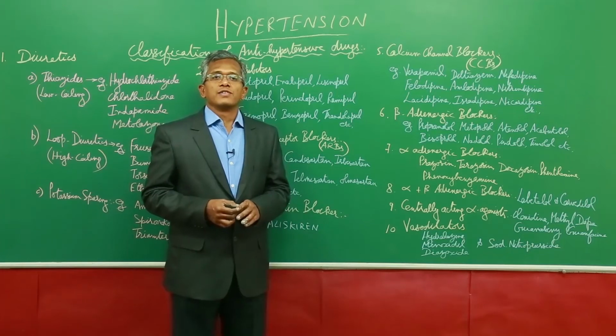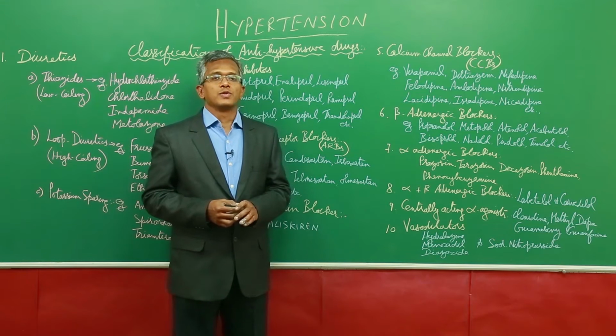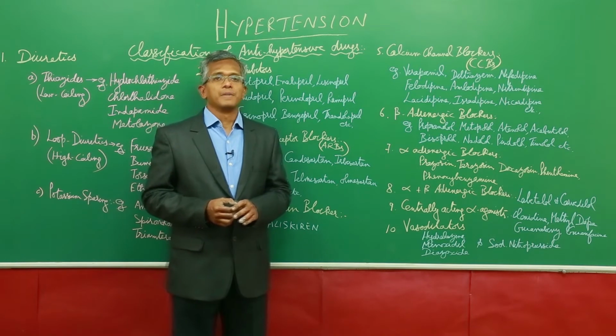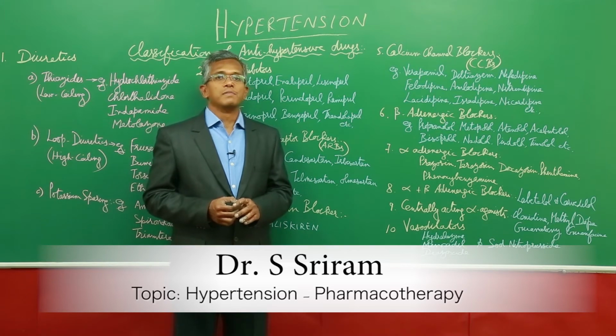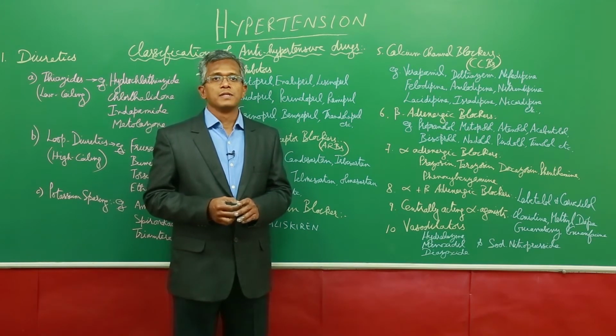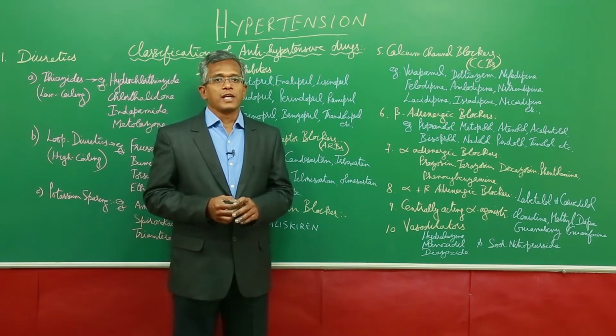Drugs used in the treatment or in the management of hypertension can be classified into 10 different categories: diuretics, ACE inhibitors, angiotensin receptor blockers (ARBs), direct renin blockers, calcium channel blockers, alpha blockers, beta blockers, both alpha and beta blockers, centrally acting drugs, and vasodilators. Let us see the example of individual category of drugs.